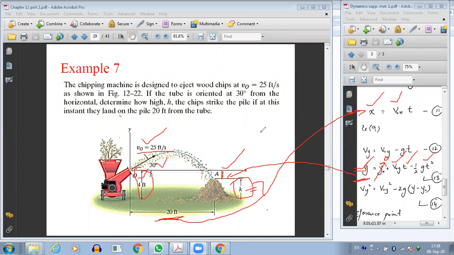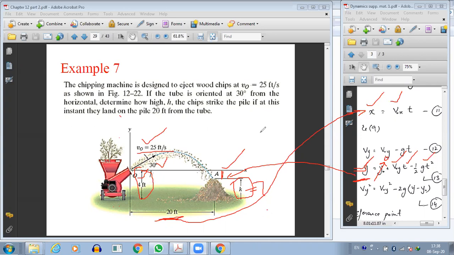Just keep some things in mind: you have to use equation number 11 for the x component of projectile motion. If you use equation number 11 for the y component, that will be a big mistake. Second point, you have to use equations 12, 13, and 14 for the y components. If you use 12, 13, and 14 for the x component, that will be a big mistake.